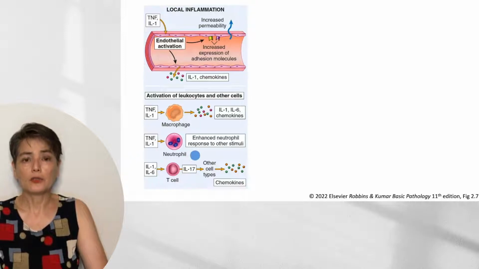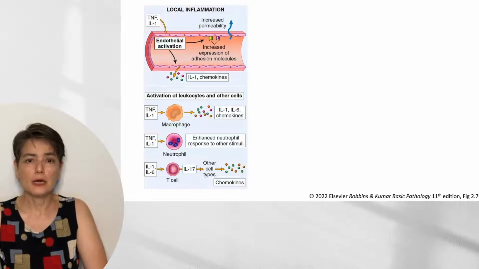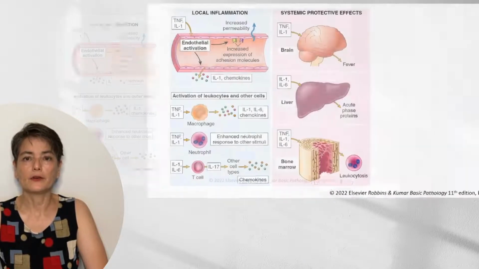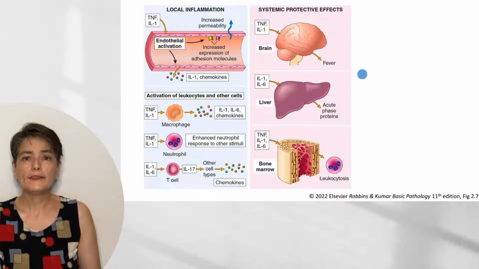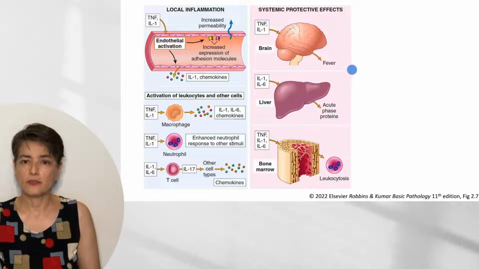TNF and IL-1 are also going to have an impact on neutrophils. It's going to be an enhanced neutrophil response to other stimuli. And then we have IL-1 and IL-6 working on T cells, which will then elaborate IL-17, stimulating other cell types to release chemokines. So what is going to be the effect of this just veritable soup of inflammatory mediators? Well, we can have systemic protective effects. So TNF and IL-1 can affect the brain to cause fever.